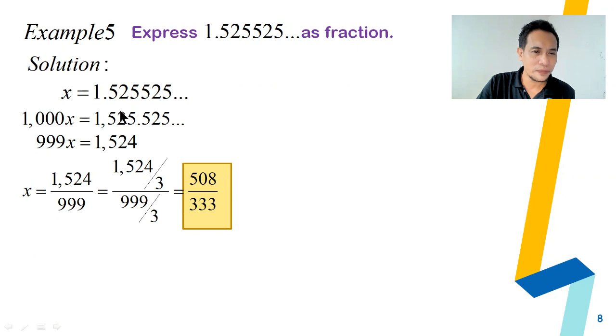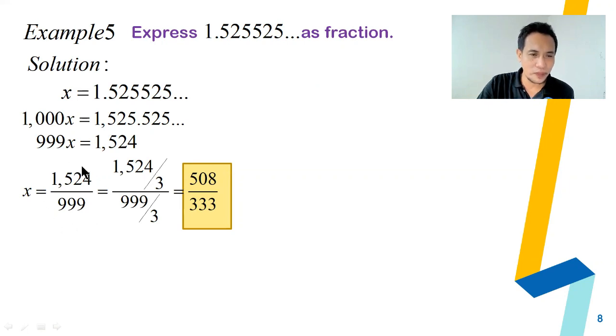The answer is 1525.525 and so on. Okay, so we will subtract. 1000x minus 1x, that's 999x, equals 1525.525 minus 1.525525, which is equal to 1524. Okay, so meaning we will divide both sides of the equation by 999 to isolate x. So we have x now is 1524 divided by 999.